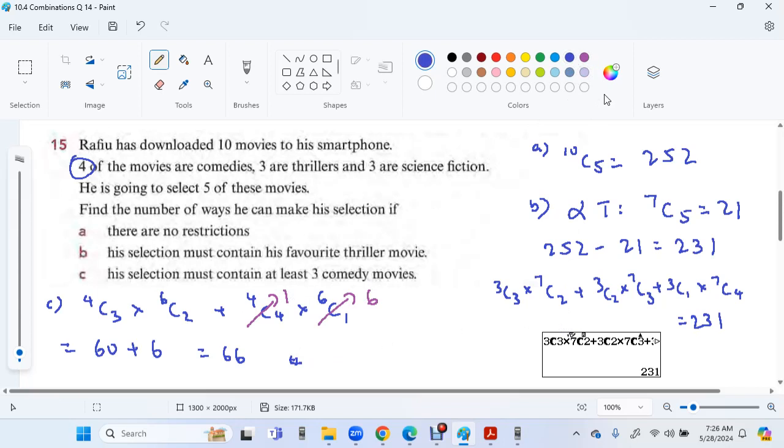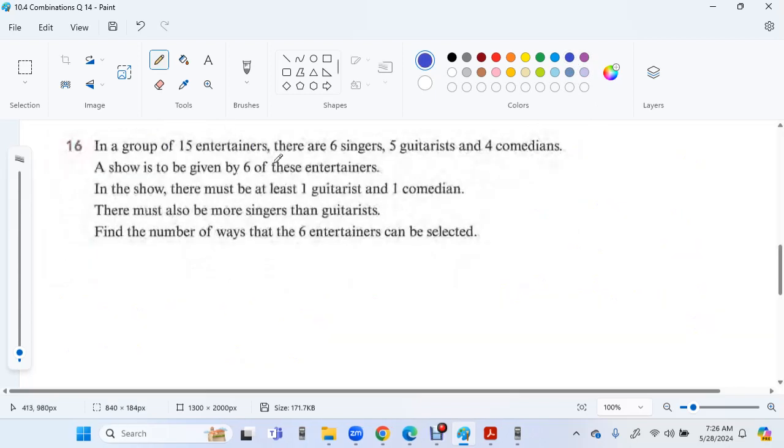Okay. Correct. Question number 16. In a group of 15 entertainers, 6 singers, 5 guitarists, 4 comedians, a show is given by 6 of these entertainers. At least 1 guitarist, 1 comedian, and more singers than guitarists, find the number of ways. So we have the singer, guitar, comedian. So singer we have 6, 5, 4. At least one, so we must have at least one.